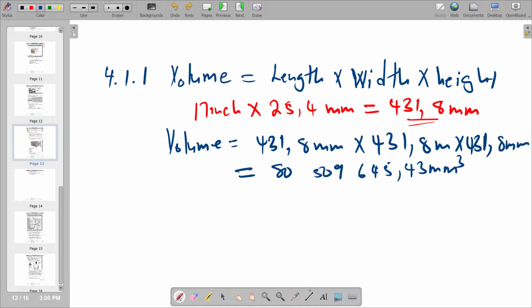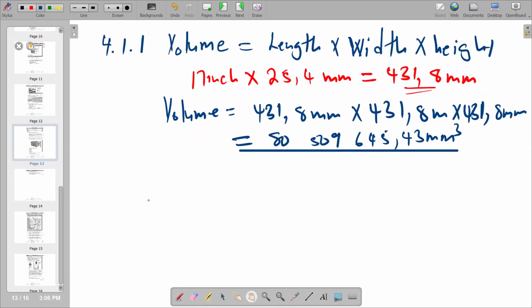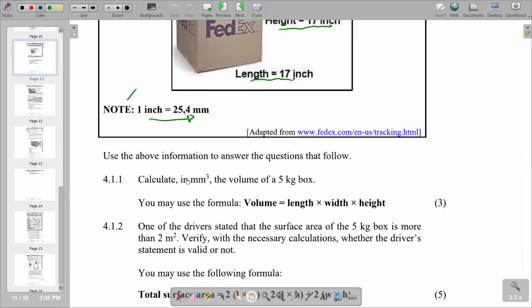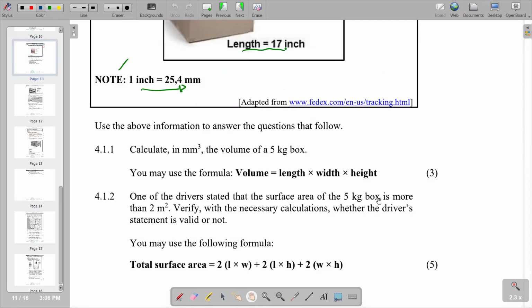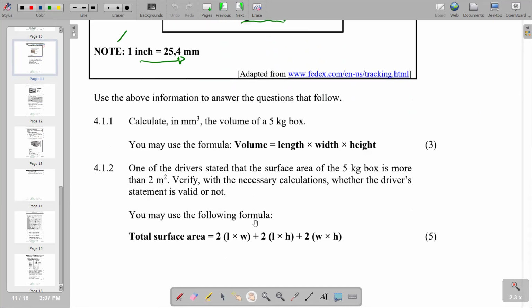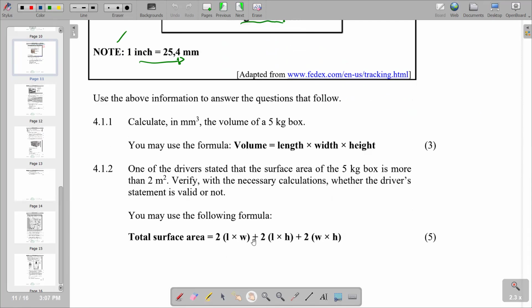So this is going to be your answer for volume. With that, we can move on to the second part of our question. One of the drivers stated that the surface area of the 5 kg box is more than 2 square meters. Verify with the necessary calculation whether the driver's statement is valid or not. You may use the formula: total surface area equals 2 in brackets length times width, plus 2 in brackets length times height, plus 2 in brackets width times height.